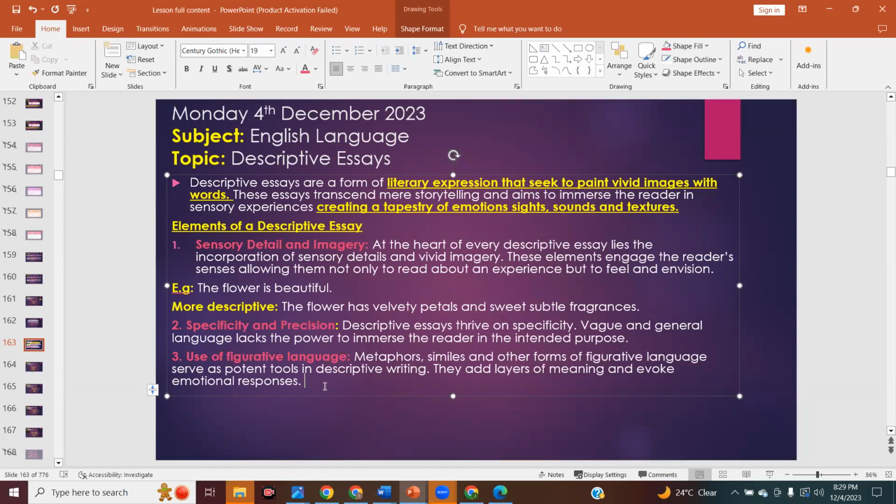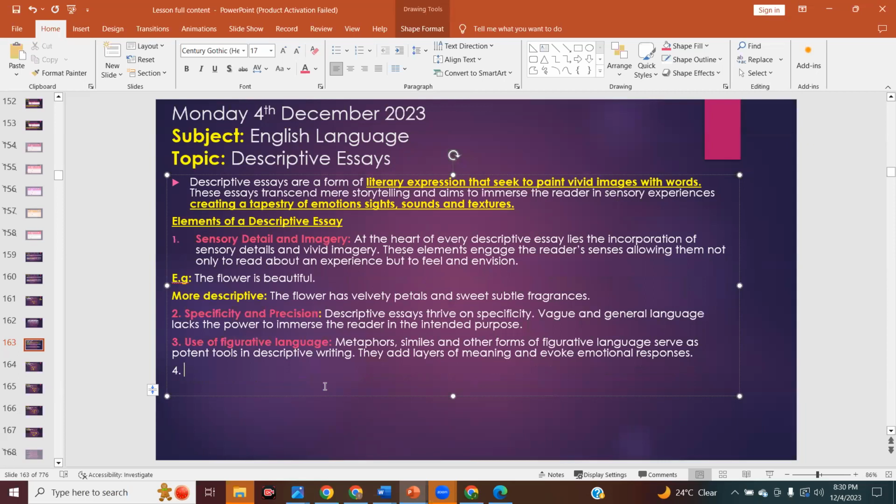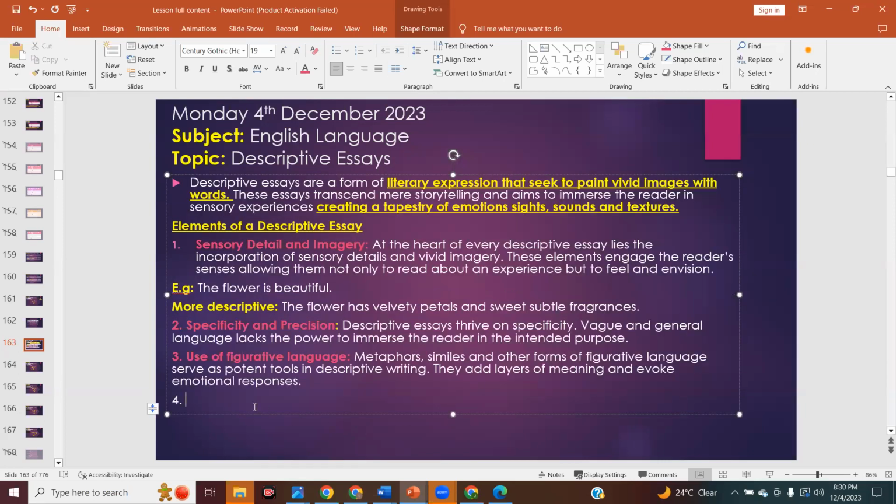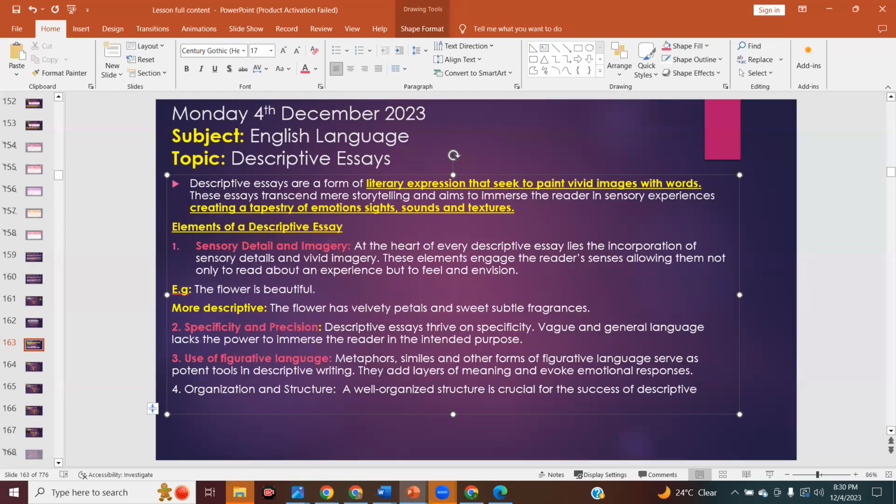So the fourth part of our descriptive essay is that your descriptive writing needs to be organized. So, organization and structure. If your writing is well organized, then when you are trying to convey things to the reader, not the writer, it'll make sense. So a well organized structure is crucial for the success of descriptive essays.